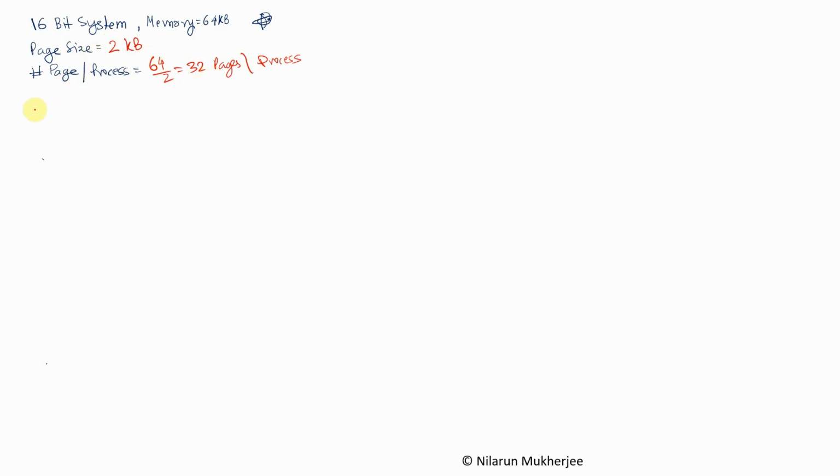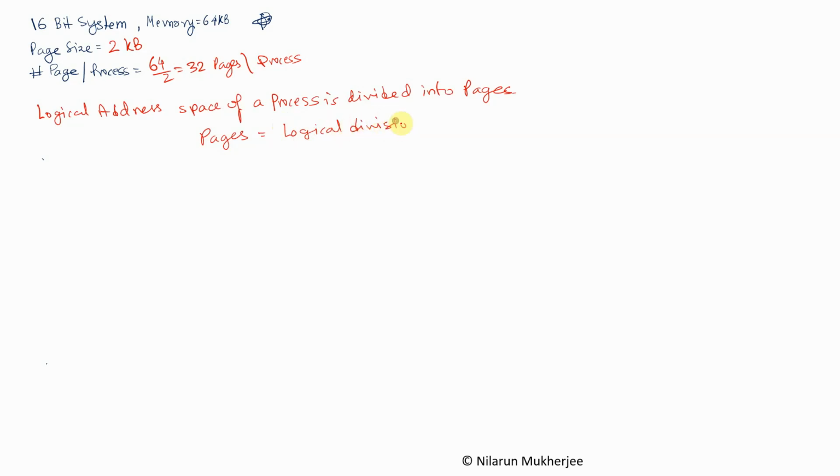So here the logical address space of a process is divided into pages. So pages are the logical division of processes, of the logical address space.